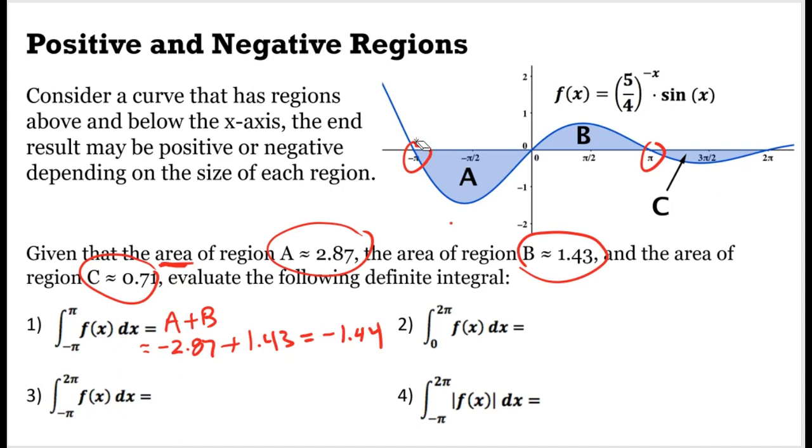For question 2, we would be looking at this function from 0 to 2 pi. So that means we would be taking region B and region C. In terms of a definite integral, region B is positive 1.43, and region C is negative 0.71. This would give us a final answer of 0.72 for this definite integral.